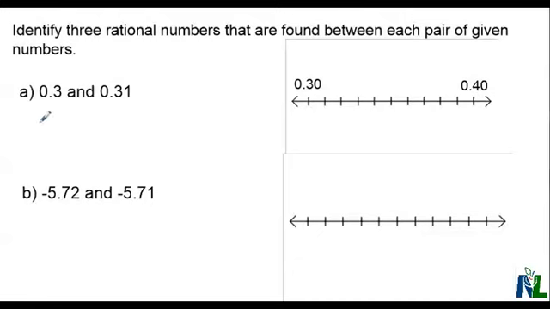In this video, we're going to learn how to identify rational numbers that can be found between two given decimals. So in this case, you're given 0.3 and 0.31 and asked to find three numbers in between them.